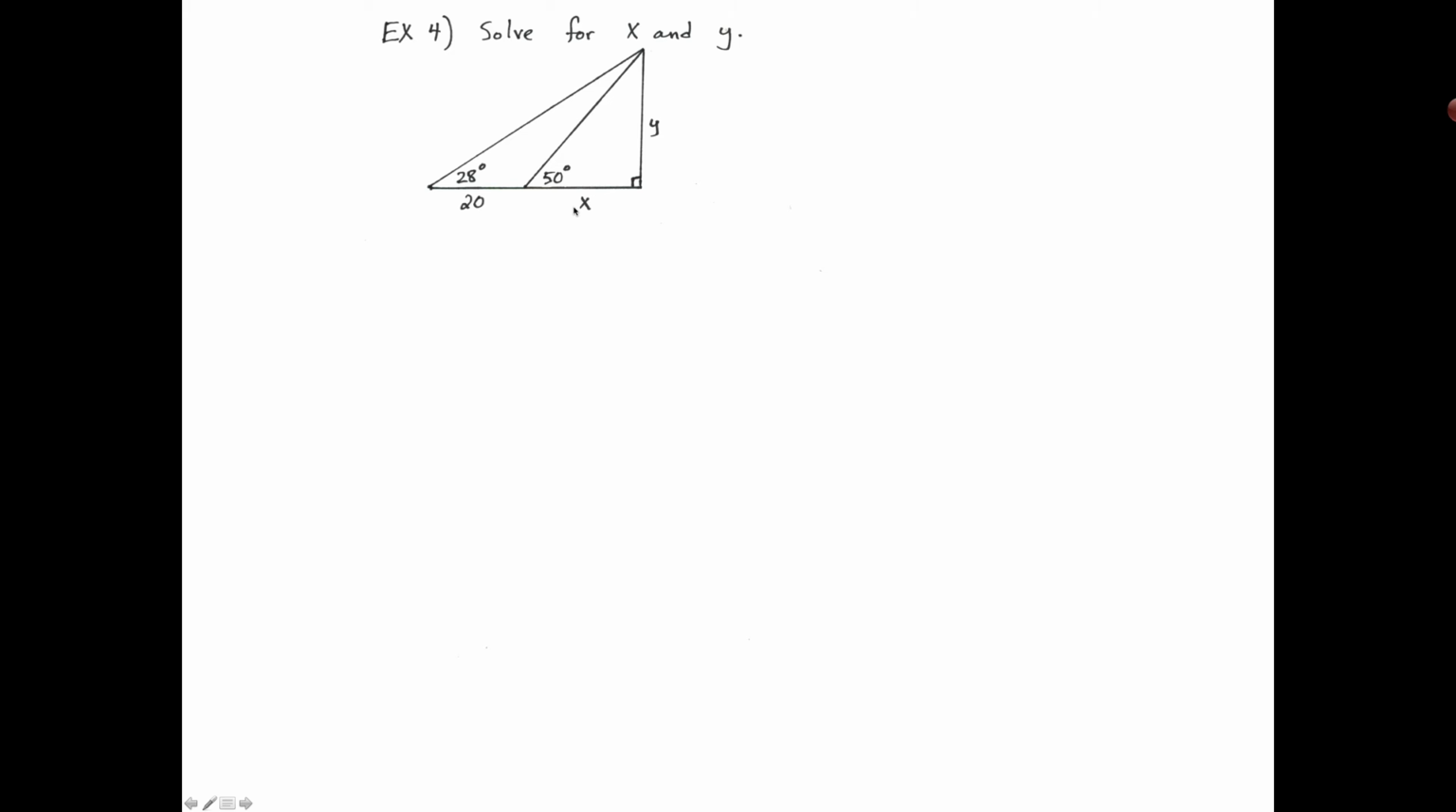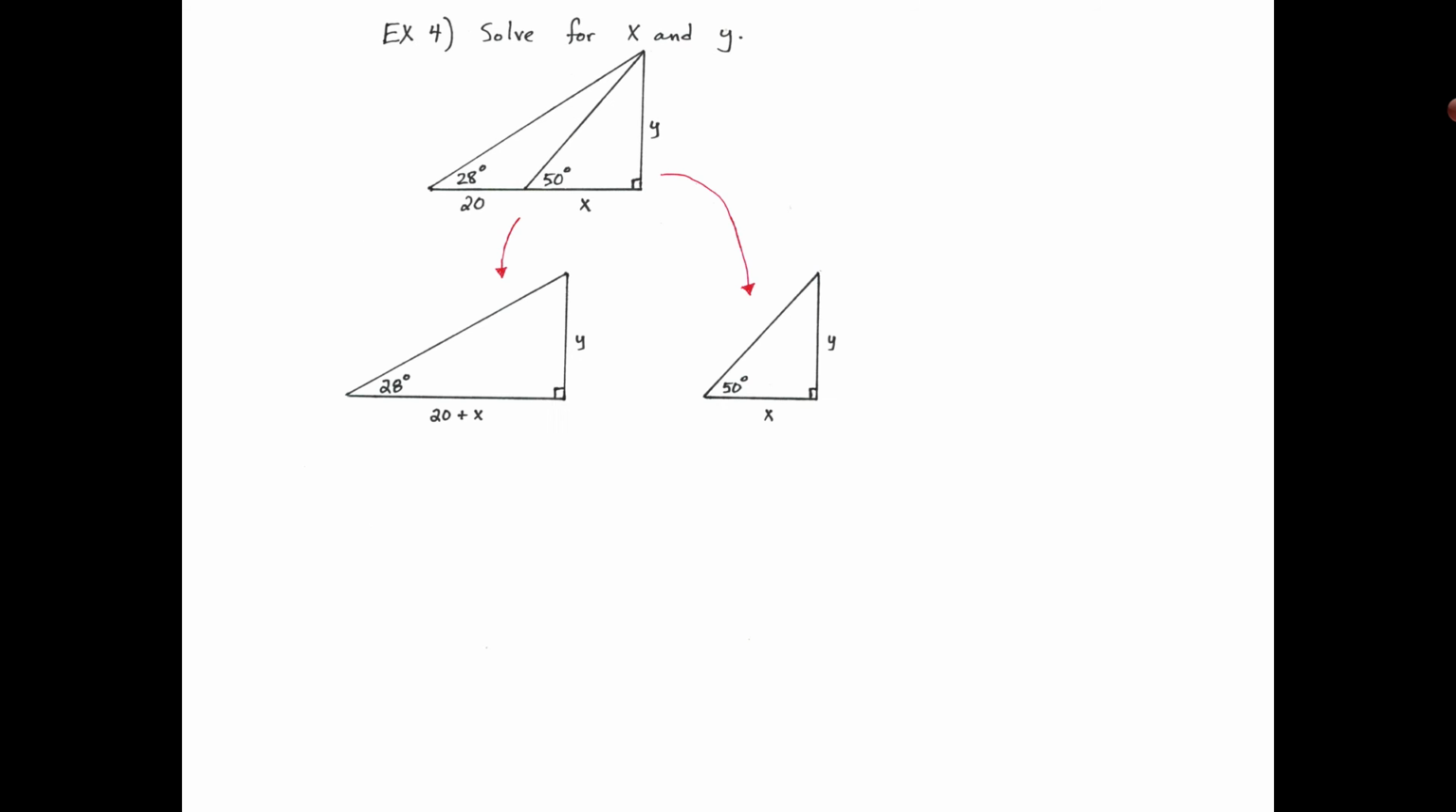So again, this would be a great place to put it on pause. And then, once you've finished it, come back here and check out how I did it. So first of all, split this into 2 triangles. There is the little triangle that has x, y, and 50 degrees. Put that over here. Then there's the whole outside triangle that has 28 degrees right here, 20 plus x on the bottom. Both of these have opposite and adjacent, so they're both going to be using tangent.